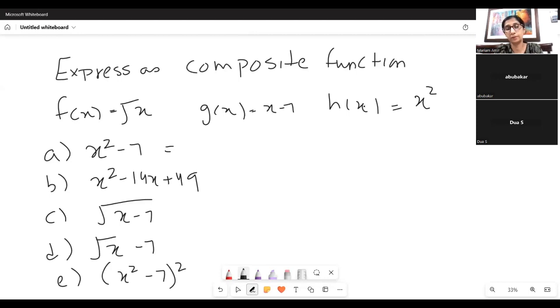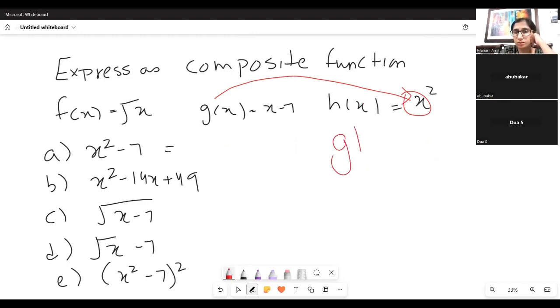Composite function means you have to tell whether it is, for example, fg, maybe gf, maybe hg, maybe hgh. You have to tell it this way. So the first one is GH. You're saying that g is going in h. Yep. No, sorry. HG. Okay. Let's write gh and also hg and check.